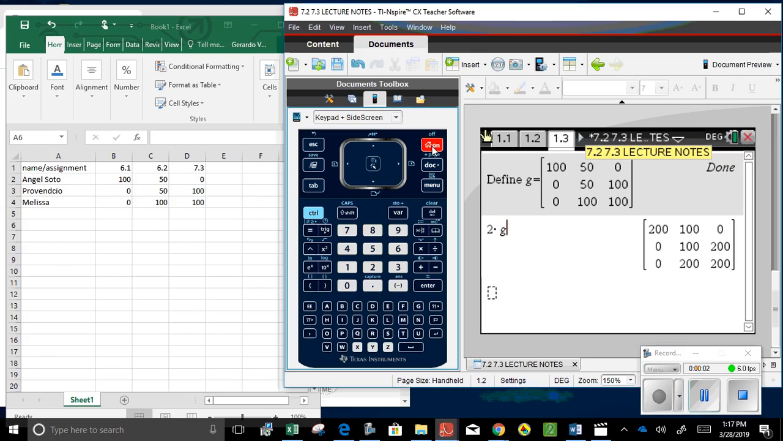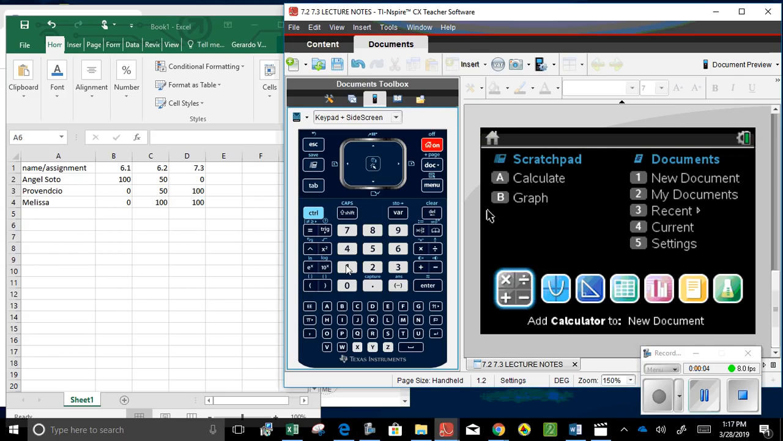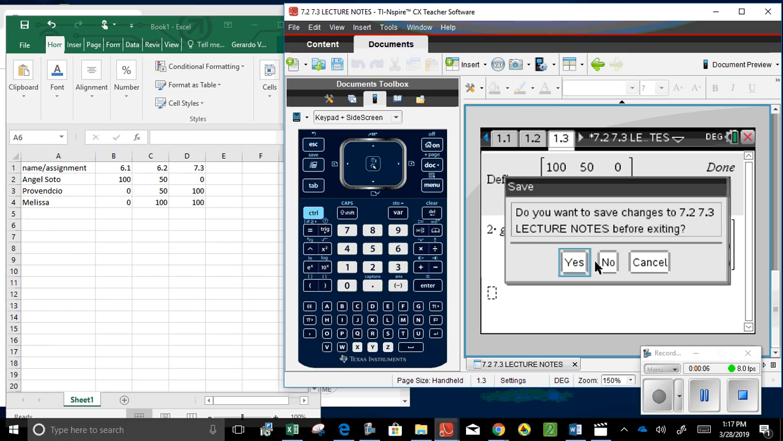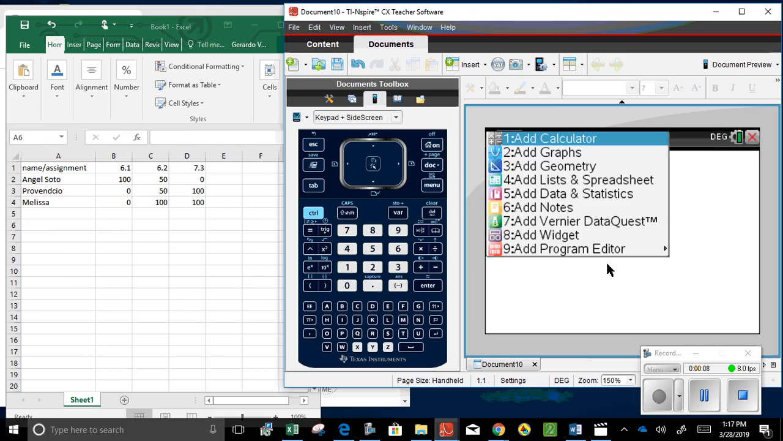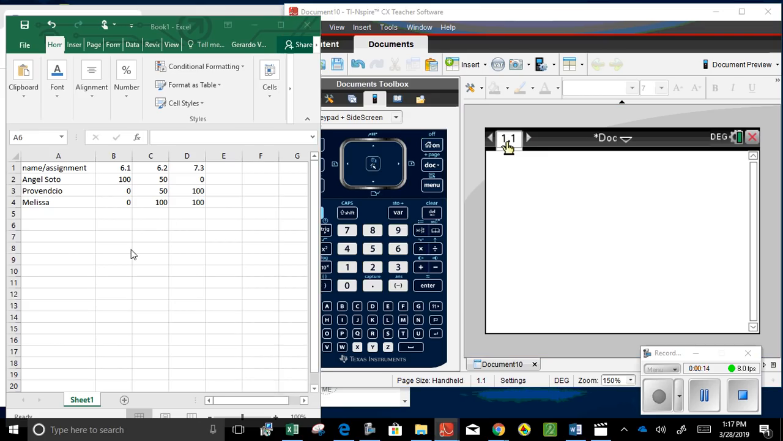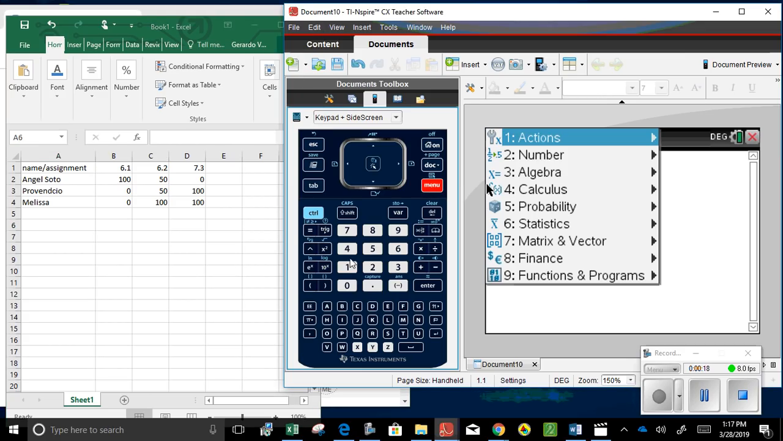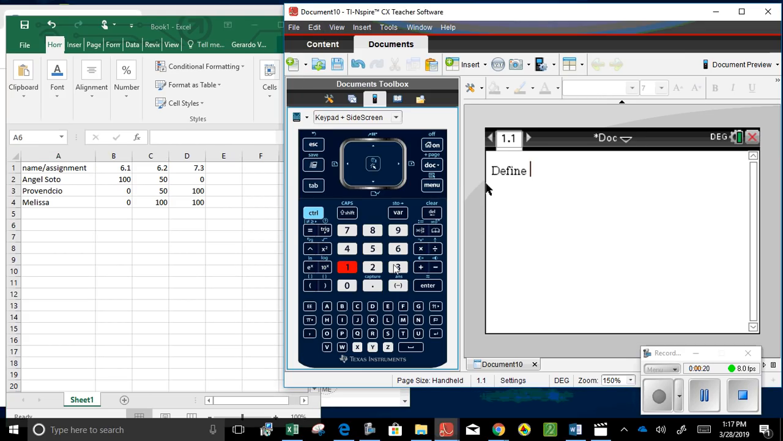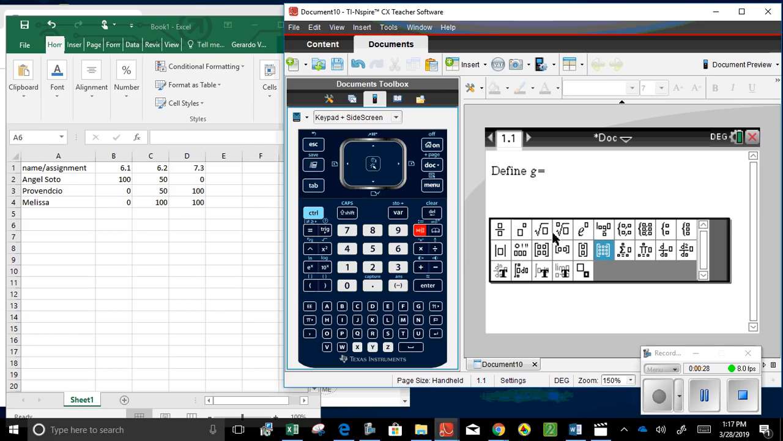New document, go on, press 1, and no, I don't want to save this. And I'm going to add a calculator, and I want to look at this data over here and enter it to matrix. So I'm going to do menu 1 1, and I'm going to say call this G for grades, equals. Then between the 9 and the book is a matrix key or toolbox key.